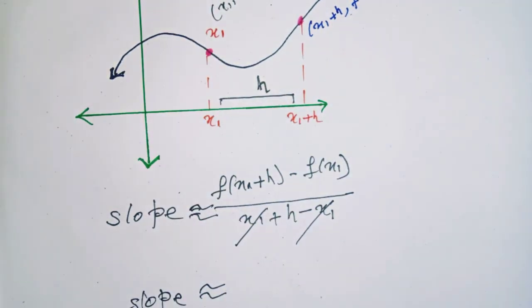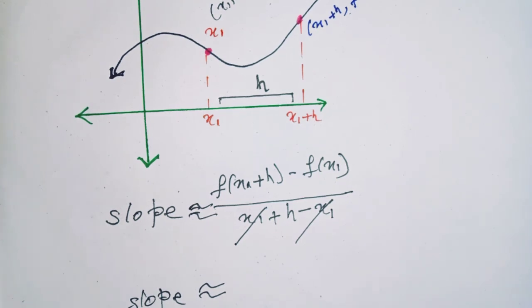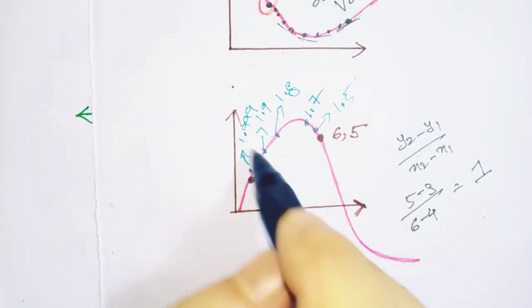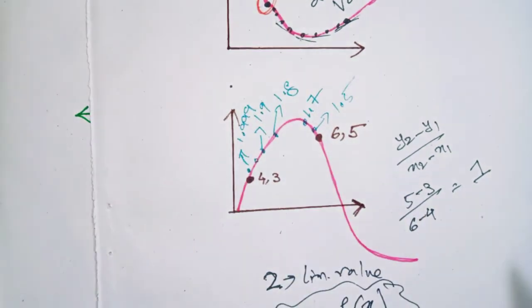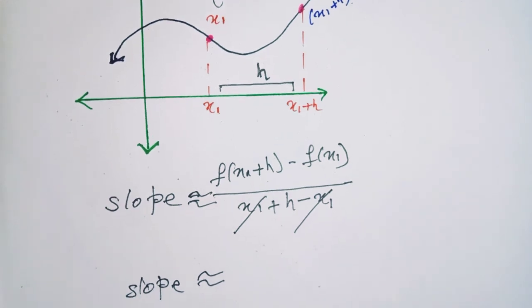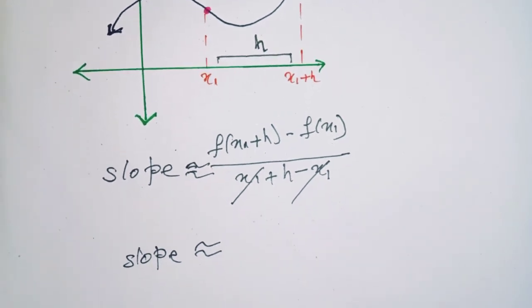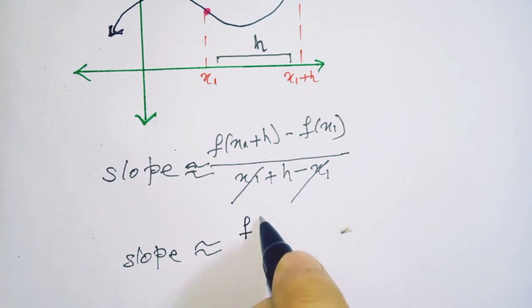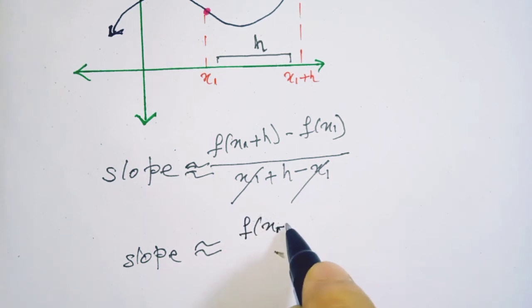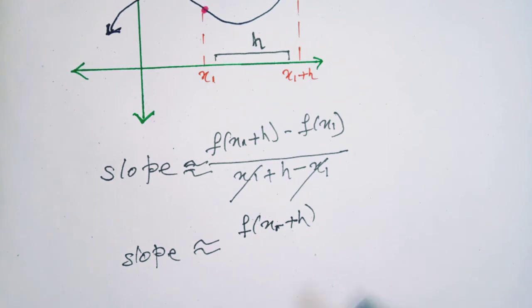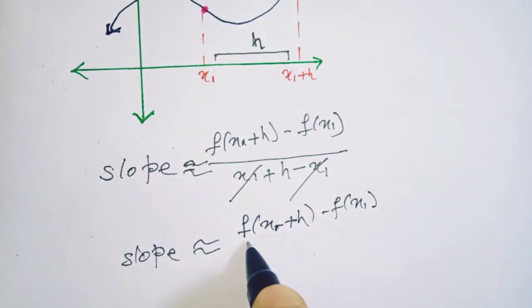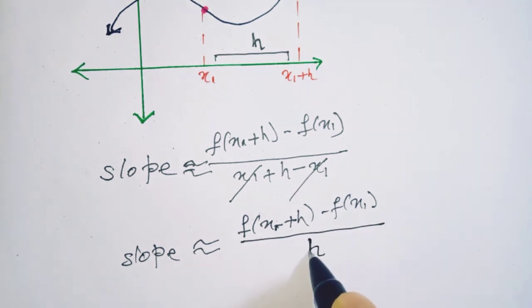Why we don't know, again I would like to tell you, because these are all approximations, as you have seen here. Concept is clear. So it can be any of these values, right? 1.5, 1.9, we don't know what the value is. So I am writing that slope is more or less equal to this one. So once this h, x gets cancelled, what is the final value? So slope becomes equal to f of x1 plus h, right? Minus f of x1, which is right on the numerator, whole divided by h.